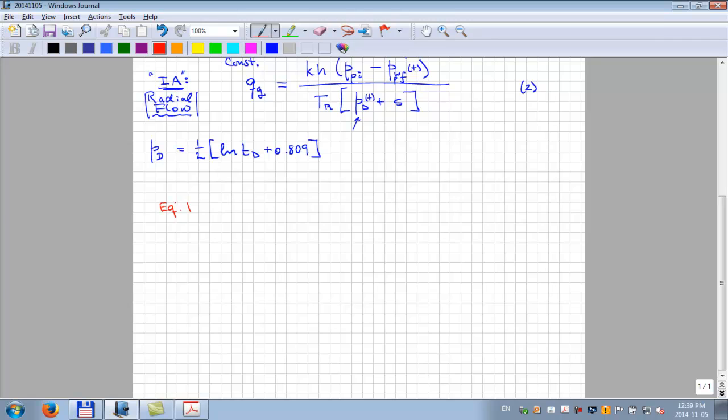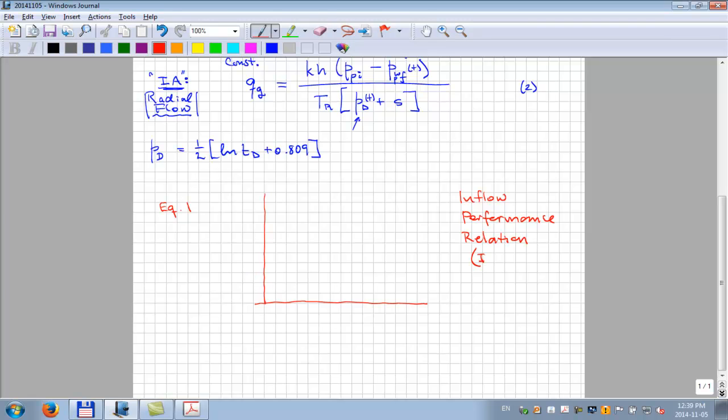So let's just draw that. I've gone into the red mode here. That's okay. And often the way this is plotted, it's called inflow performance relation.